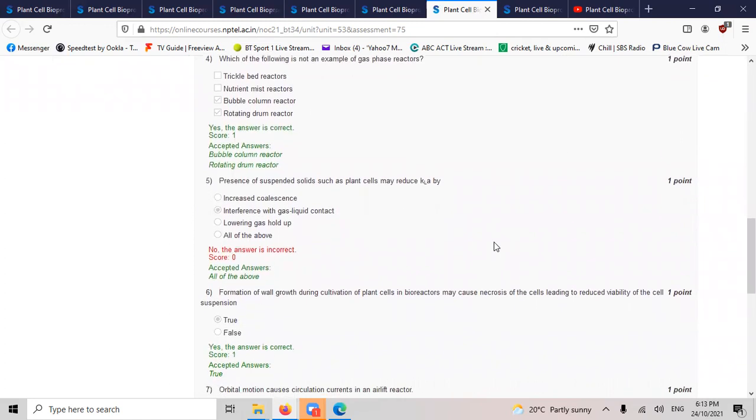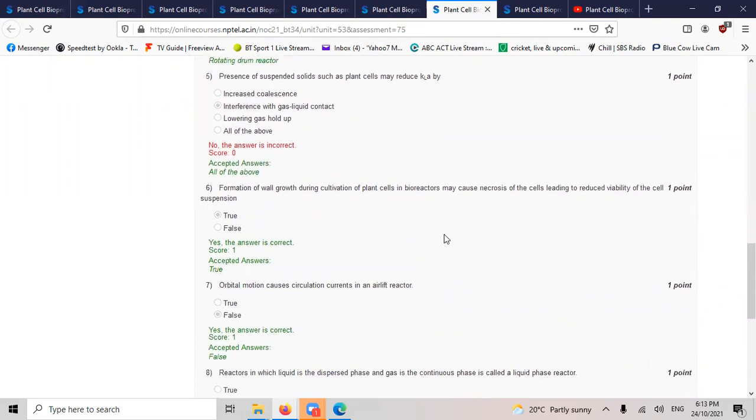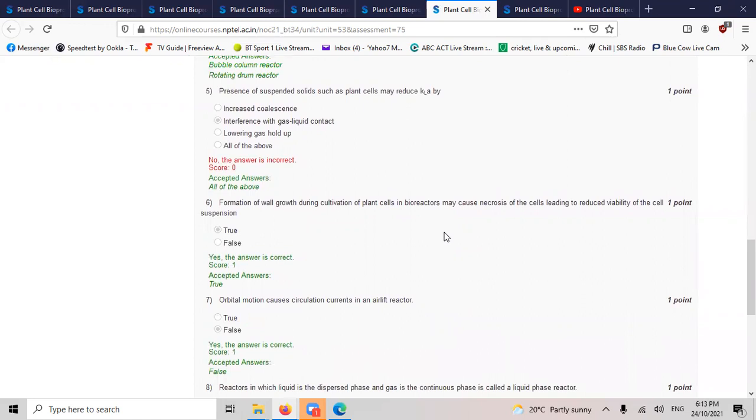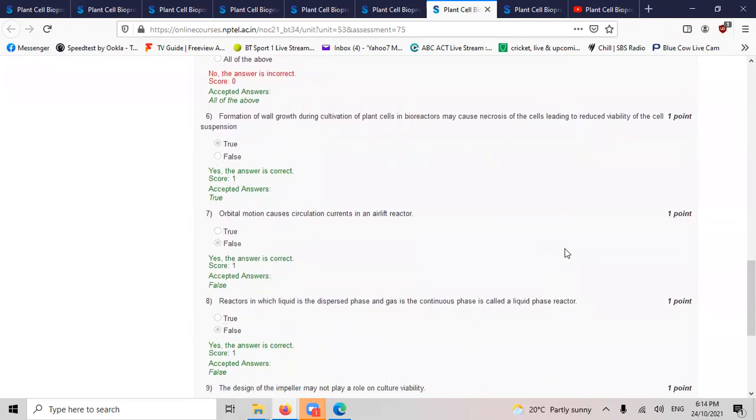Orbital motion causes circular currents in airlift reactors. No, airlift reactors should have their own flow. Reactors in which liquid is the dispersed phase and gas is continuous are called liquid phase reactors. No, it's whichever is in the continuous phase. So that's a gas phase reactor, and the question is wrong. The design of the impeller may not play a role in culture viability. No, they make a huge difference.